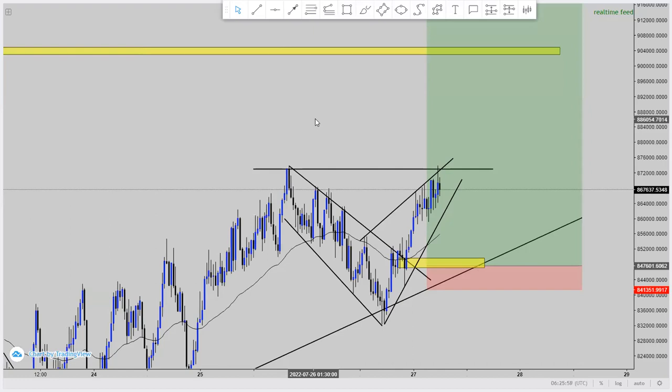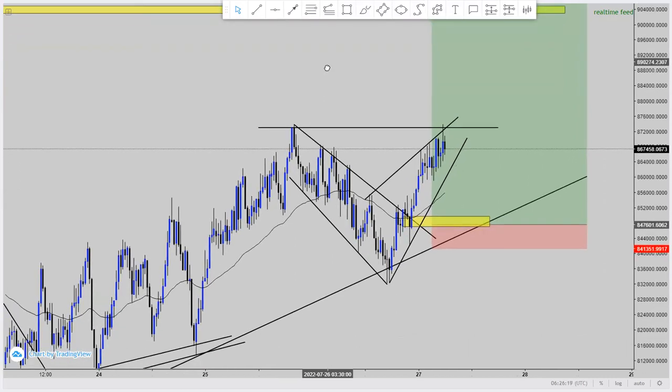Okay, so that is it for the VIX75. We are still in a major uptrend. Nothing has changed. We are still in a major uptrend, and we are expecting price to still push higher from where it is.